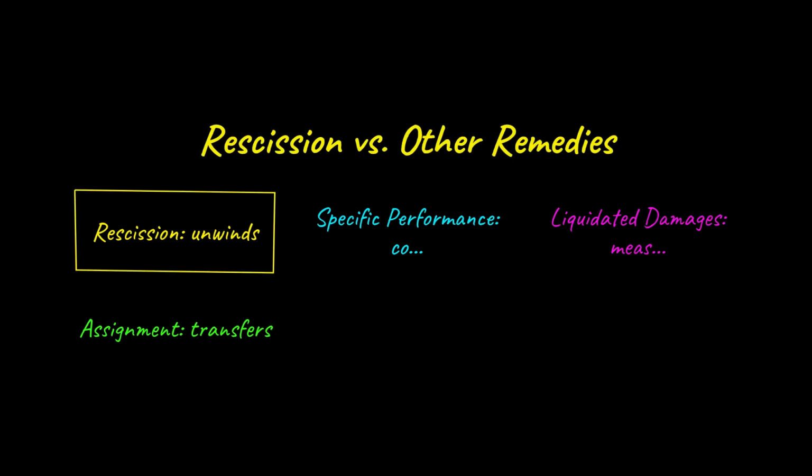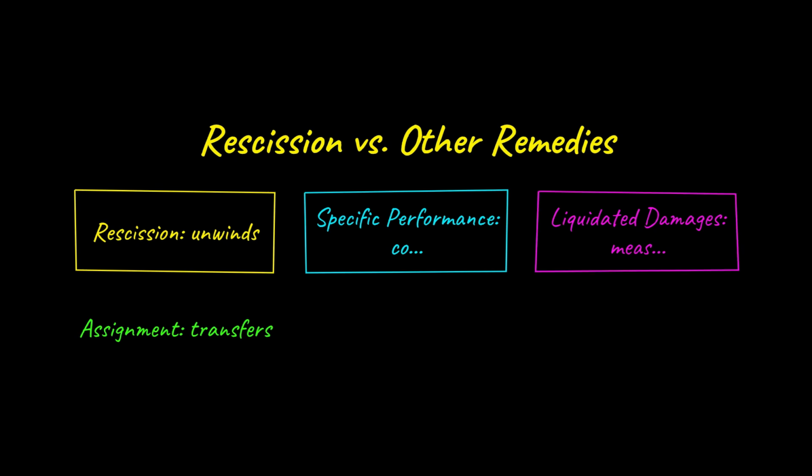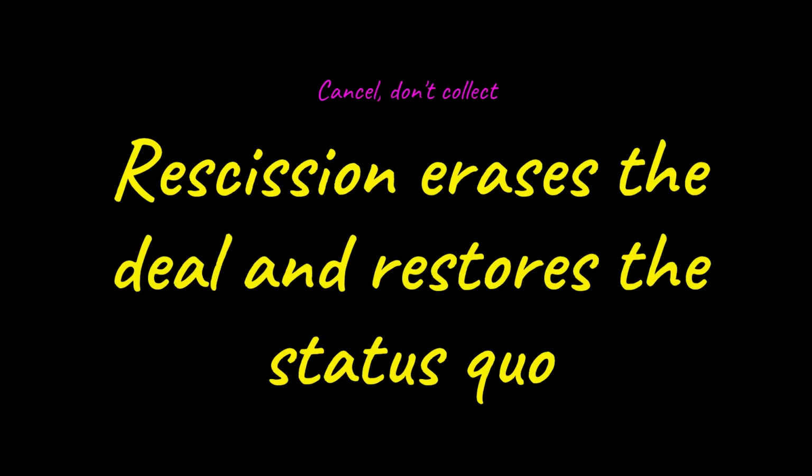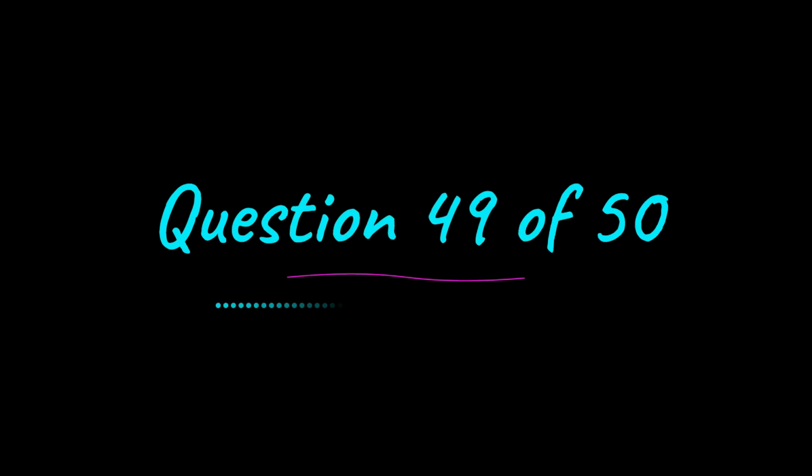Don't confuse rescission with its neighbors. Specific performance compels a party to complete the deal. Liquidated damages measure a breach with a preset sum, and assignment transfers contract rights to someone else. Only rescission cancels the contract and restores prior positions. When a buyer wants the fraud-tainted deal erased and both sides return to where they began, that relief is rescission.